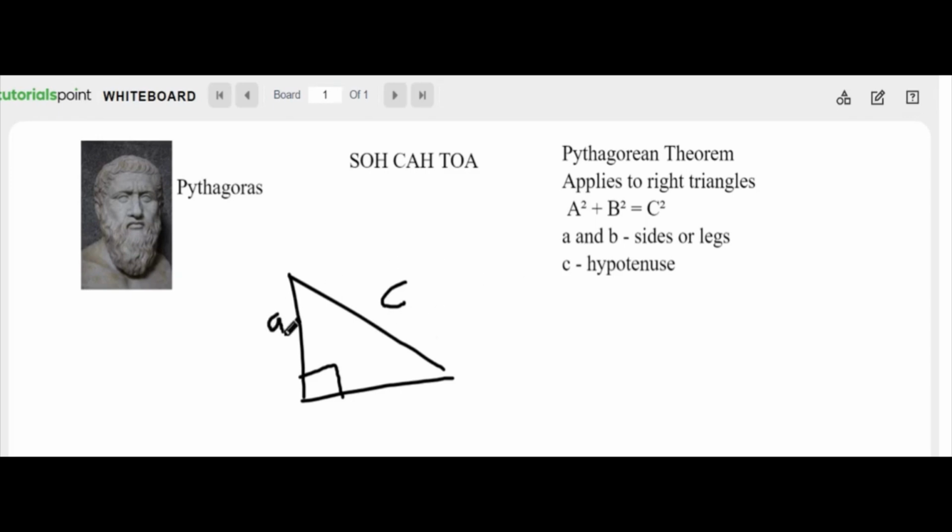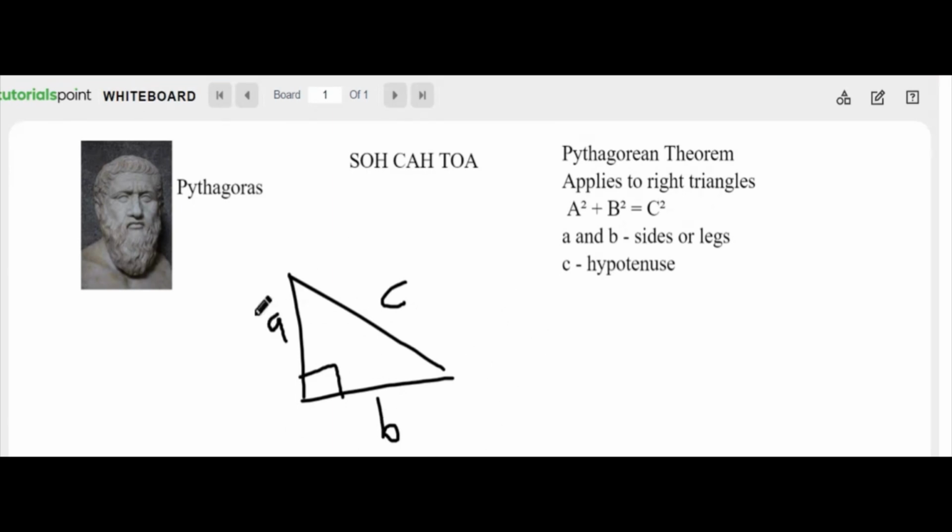Next, I just put this as a and b. Now remember, when you have actual numbers and values in here, it does not matter which side you consider b and a, but in most textbooks and when you're being shown this as an example, this is how the right triangle is typically drawn out. A and b are just always over there.